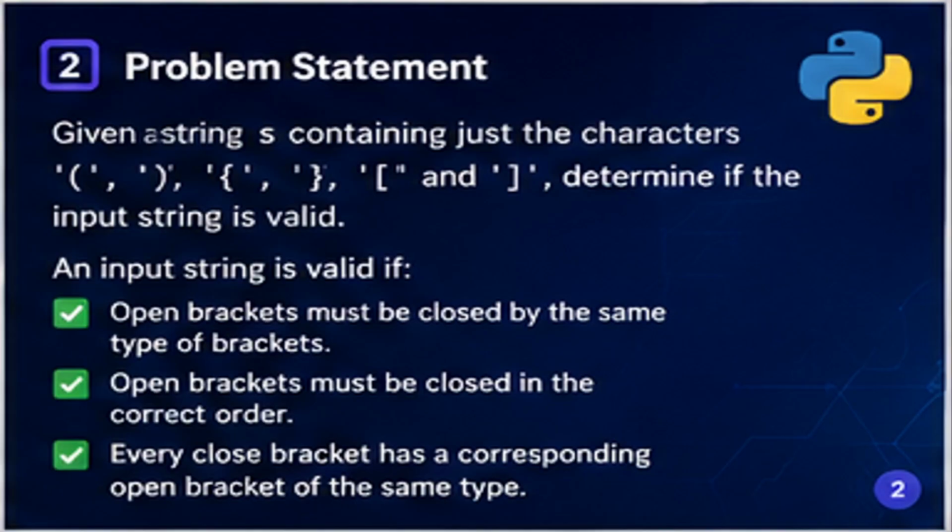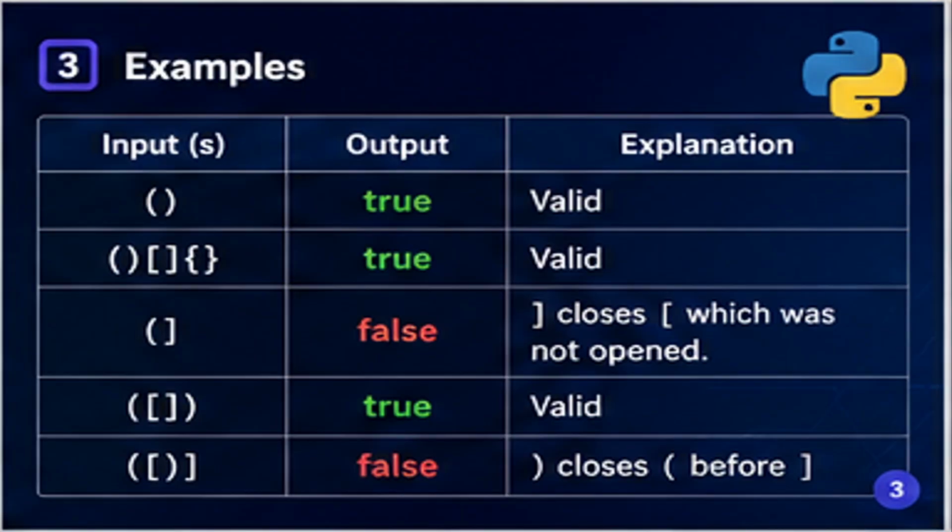Let's first understand the problem. You're given a string containing only 6 possible characters: parentheses, square brackets, and curly braces. Your task is to determine whether the string is valid. A string is considered valid if, first, every opening bracket has a matching closing bracket. Second, the brackets are closed in the correct order. Third, every closing bracket corresponds to the most recent unmatched opening bracket. If all these conditions are satisfied, return true. Otherwise, return false.